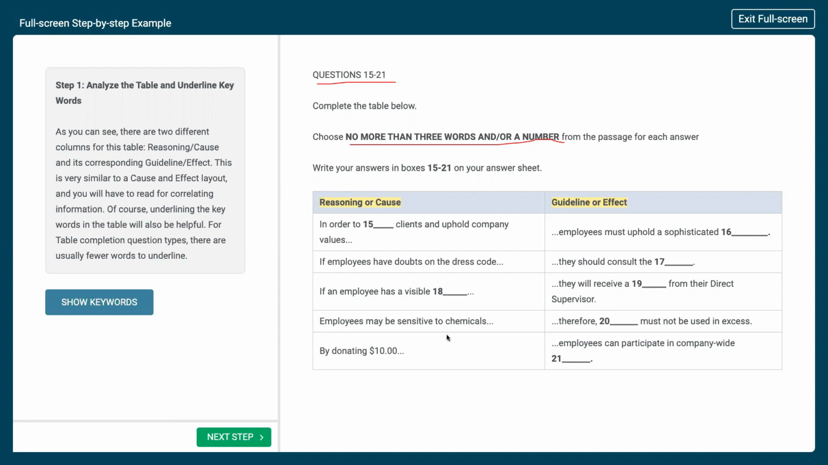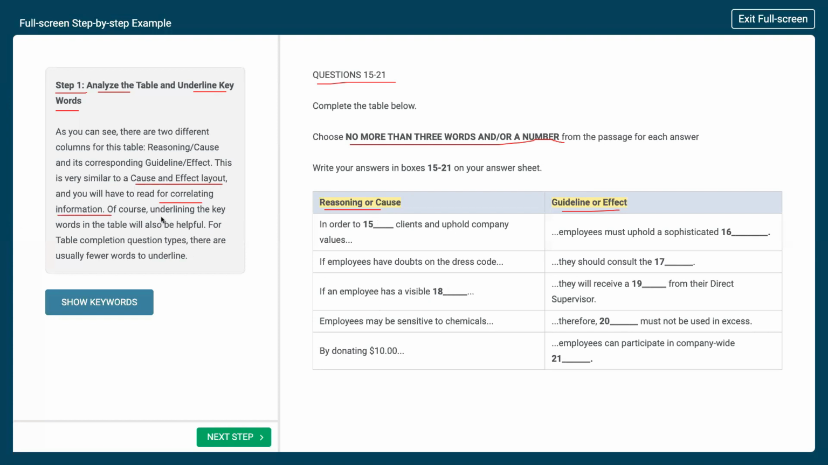Before we look into this table, let's look at our step 1 so we can just be thorough, and I'll explain everything to you. So we're going to analyze the table and underline our key words. So we have 2 columns, okay, the reasoning or cause and its corresponding guideline and effect. This is very similar to a cause and effect layout, which is something you will probably see for the table completion. It's quite easy to put information into this format, cause on the left, effect on the right. So we have to read for correlating information in the passage.